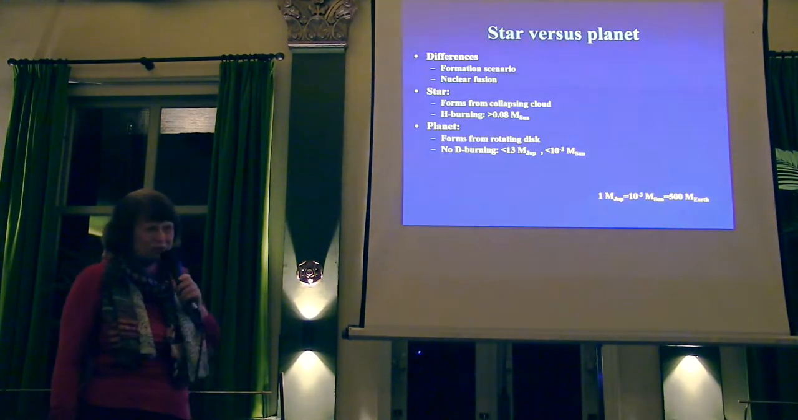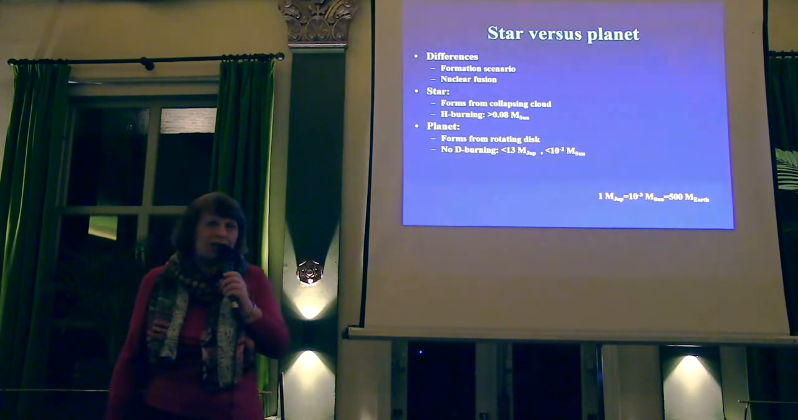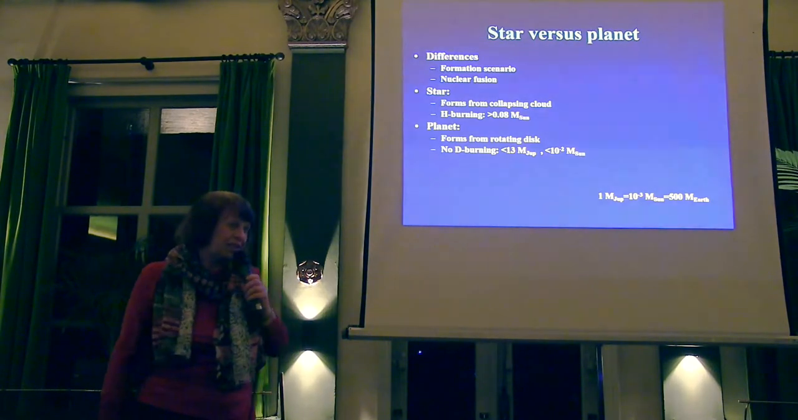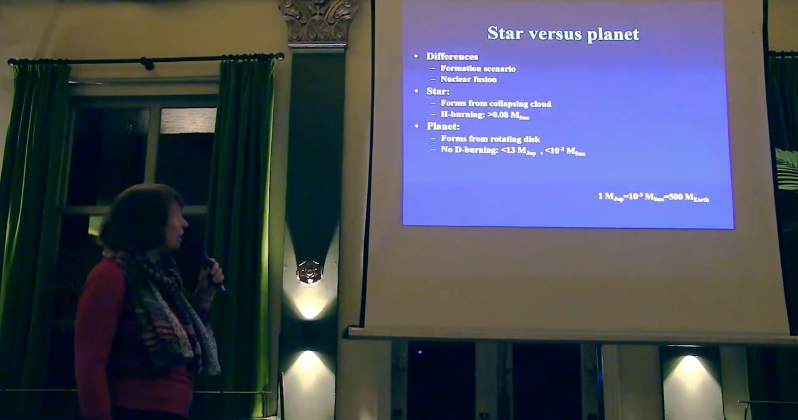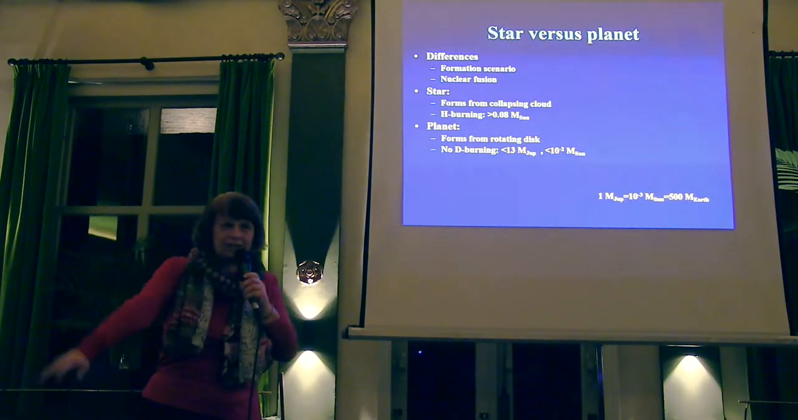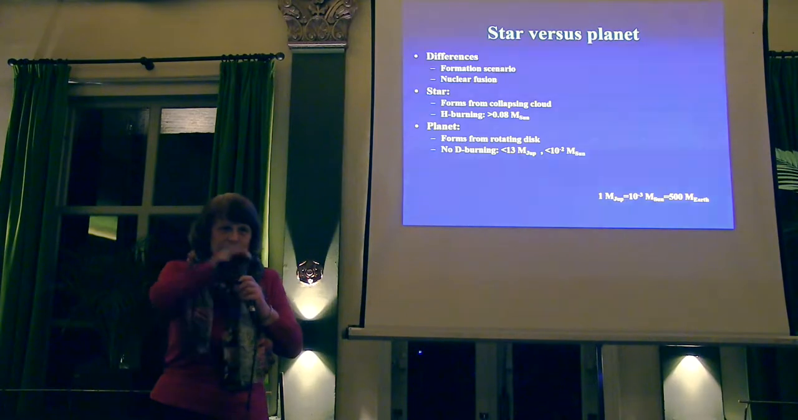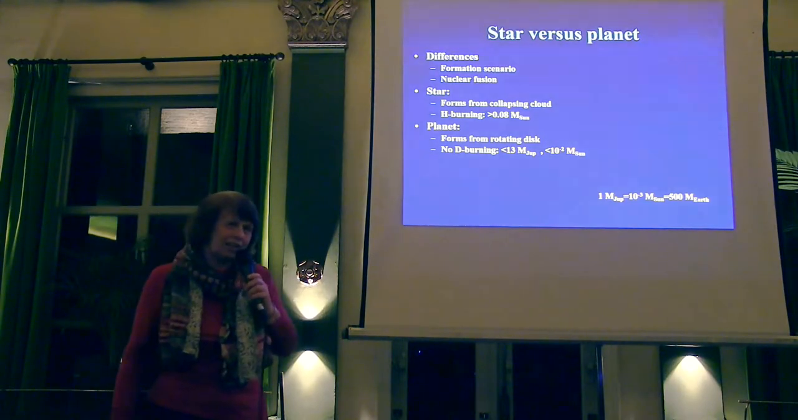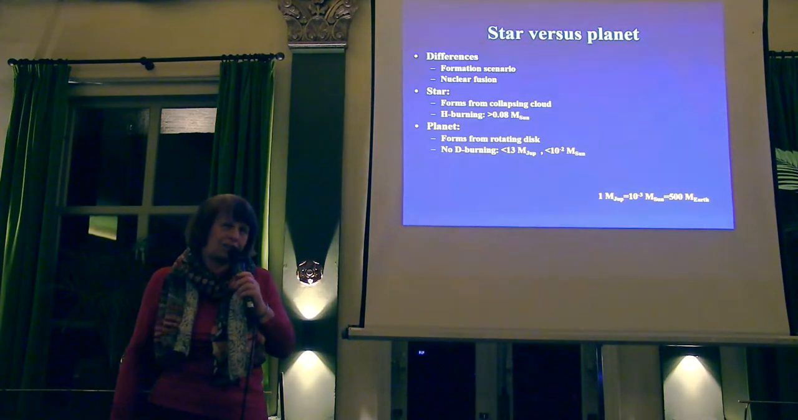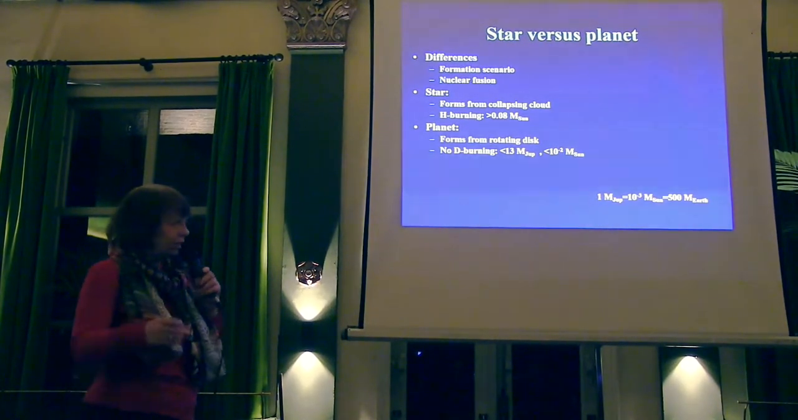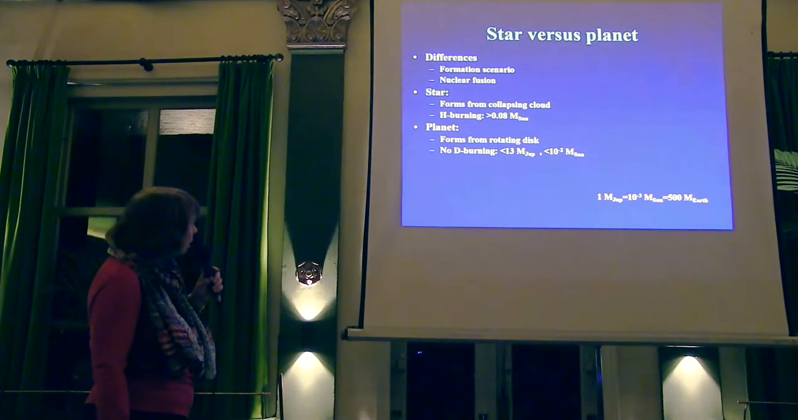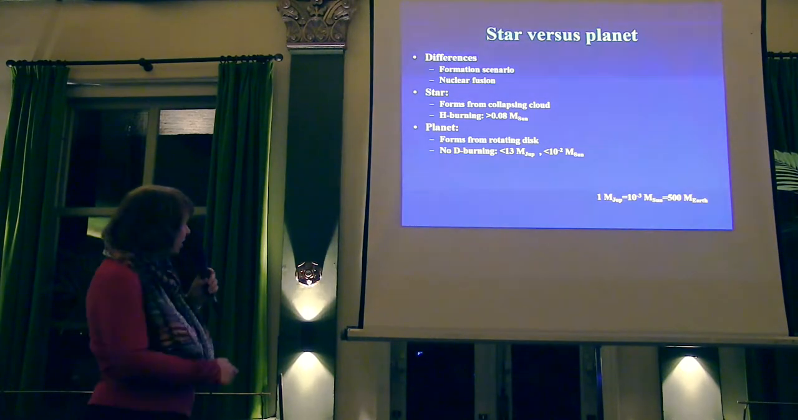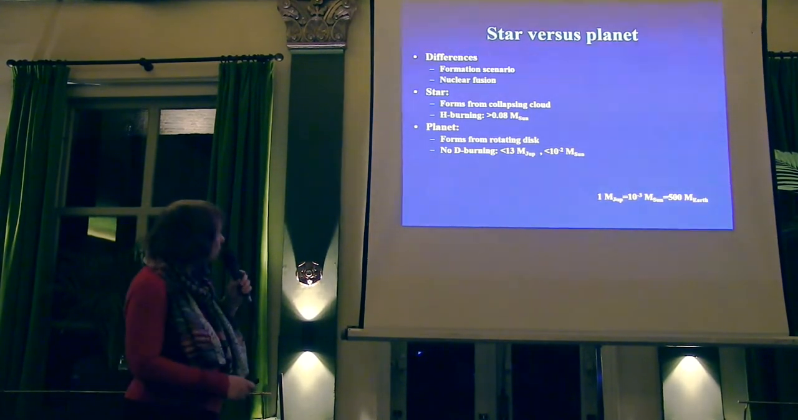Let's go to some of the answers here. There are two differences between them. One is the formation scenario, how they are formed. The one is from a collapsing cloud, as you saw in the first picture, and I'll come back to that. Whereas the other one formed in a rotating disk of gas and dust around the young star, a so-called protoplanetary disk. And the other big difference is that the star actually can do nuclear fusion, can burn hydrogen, and thereby heat itself to more than 10 billion degrees, whereas a planet definitely cannot burn hydrogen, it cannot even burn deuterium, which requires a somewhat lower temperature.